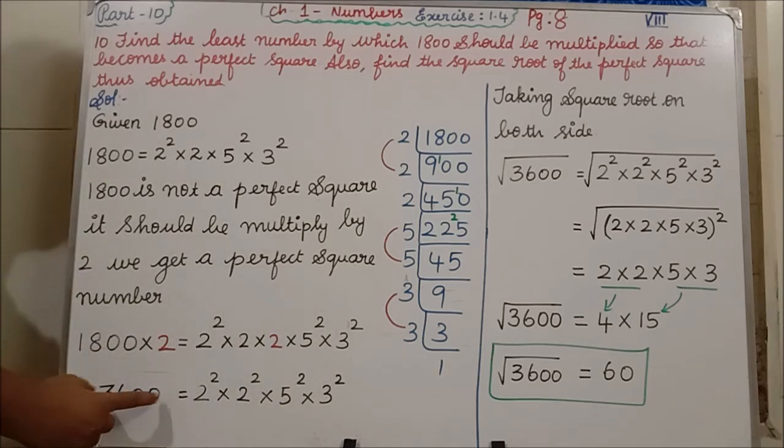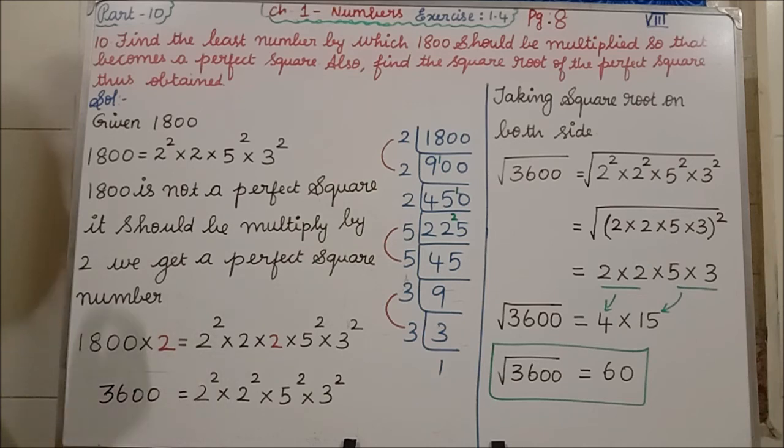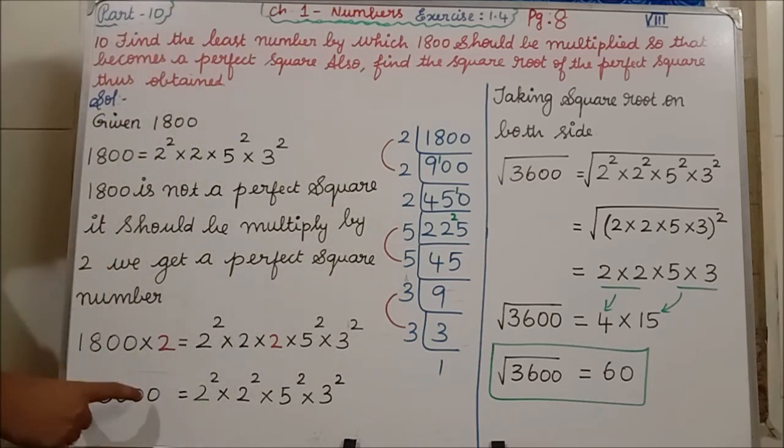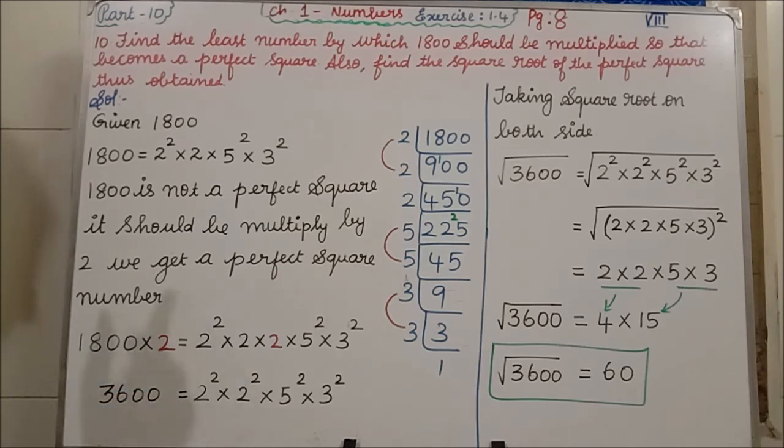For this perfect square number we have to find the square root. Clear? That is the question: find the square root of the perfect square thus obtained. What you have obtained, for this number we have to find the square root. Since we do not have the square root on either side, we take the square root on both sides. The question asks us to find the square root, so I am writing square root on both sides.